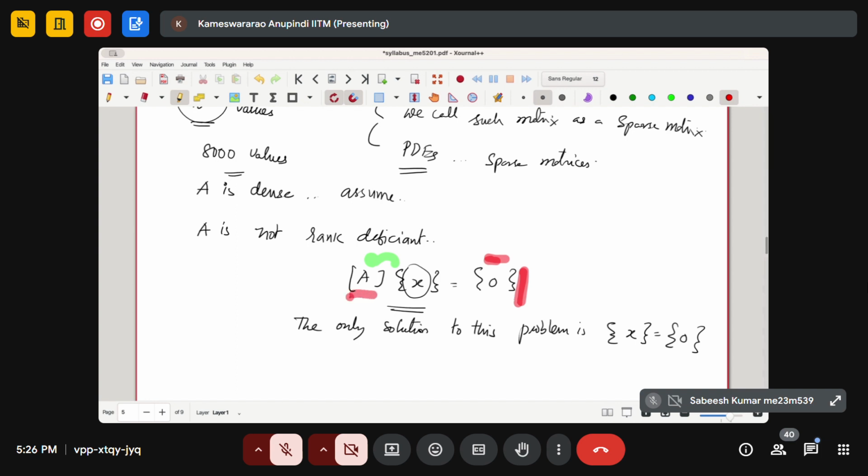That means there is no other combination of coefficients of A, or rows or columns of A, that when multiplied with a non-zero x is going to give you 0. If that is the case, then we call matrix A rank deficient. But we are not going to look at those problems. We're going to look at matrix A to be not rank deficient. That means it has the perfect rank, such that the only solution to Ax equal to 0 is x equal to 0. That is the only possibility.